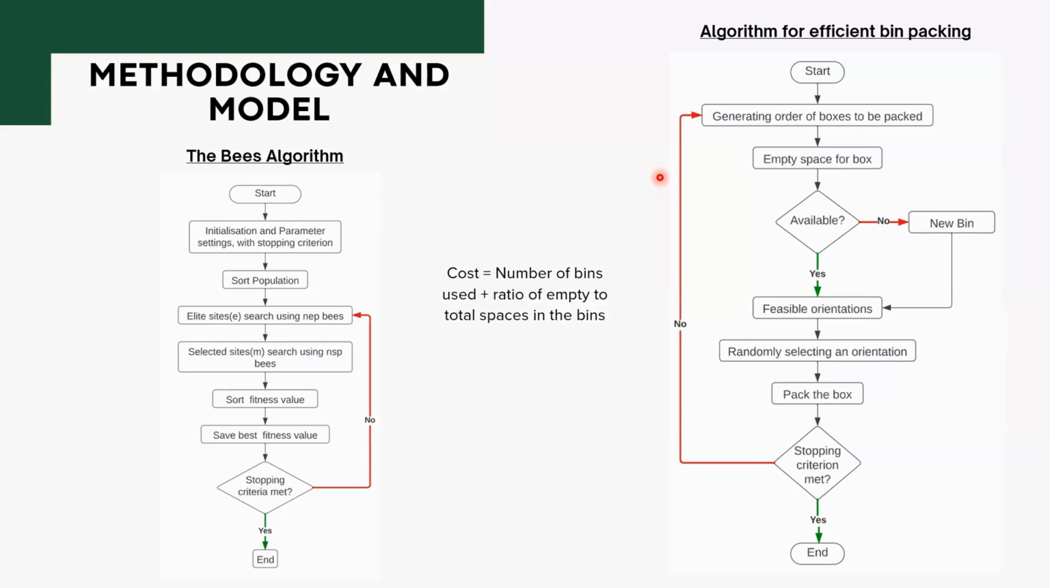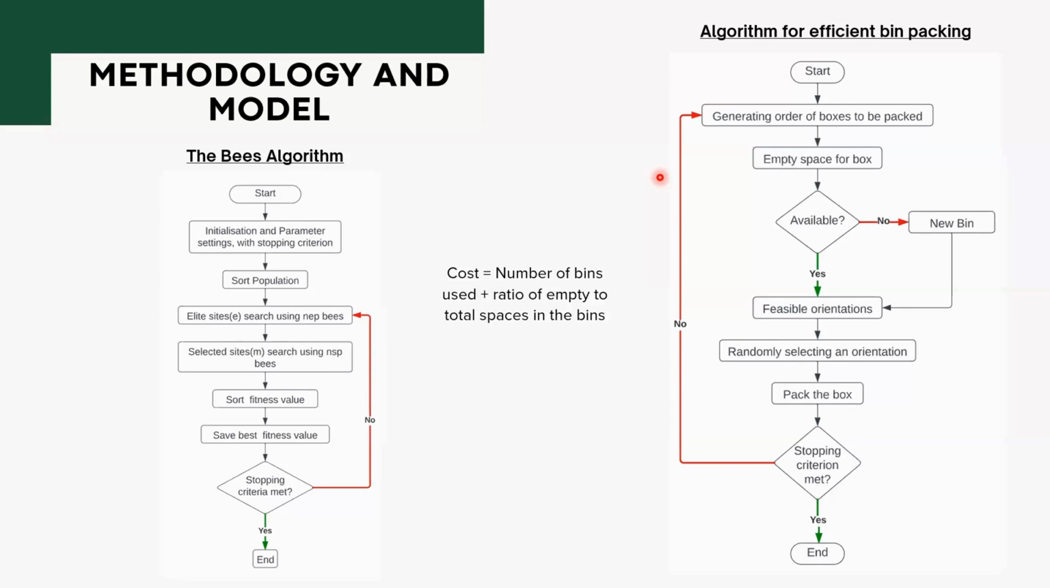So there are two possible cases. For a particular box, we get an empty space in the bins that we are currently using. In that case, we randomly select an orientation if all the orientations are feasible, or else we iterate through all the six possible orientations in the 3D space and try to find the best orientation that can fit the box into the empty space.